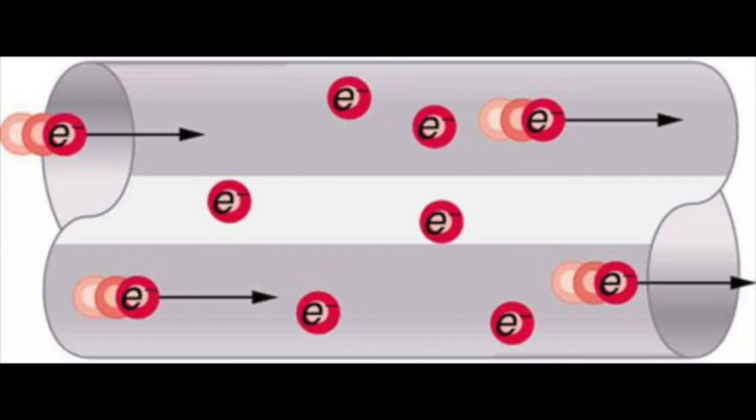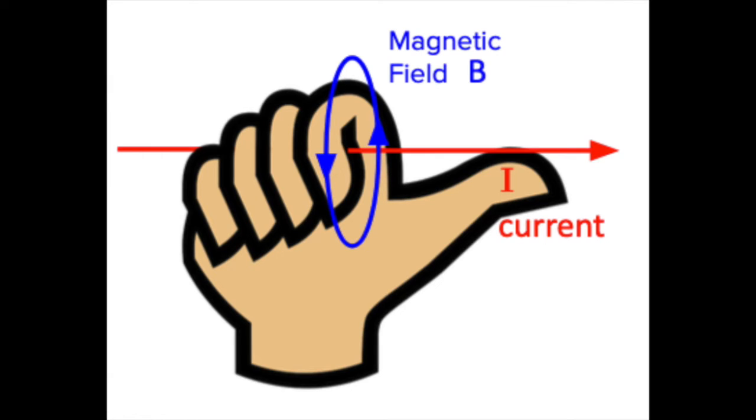result. Knowing this, we can use the right-hand rule to determine the direction of the magnetic field that is created by the current by pointing your thumb in the direction of the current, and as you curl your fingers, the magnetic field will follow the direction that your fingers rotate.